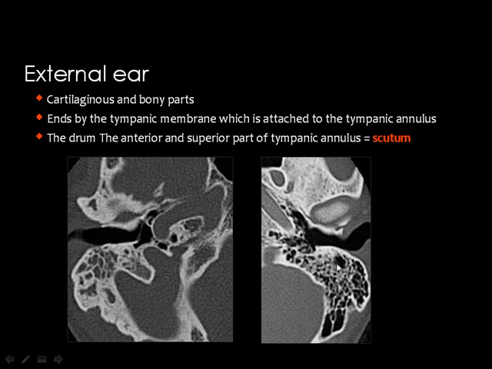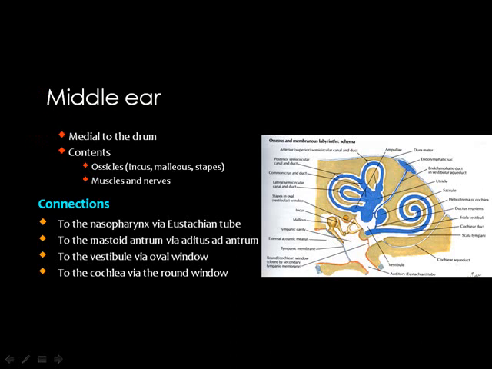And we do not usually see the eardrum by imaging, but we know it's placed by this bony projection, which is known as the scutum, which is part of the tympanic annulus where the eardrum is located. Normally, the external ear is filled by air, and this air should be continuous until you reach the outside environment.